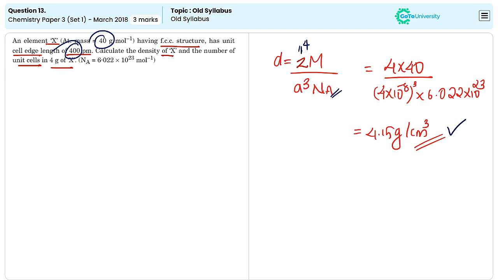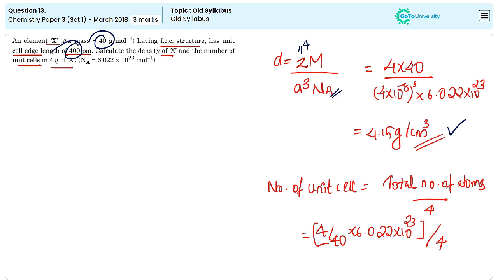Now we need to find out the number of unit cells, that is equal to the total number of atoms divided by 4, because one unit cell is containing 4 atoms. Now we can write the number of unit cells, that is equal to 4 by 40 into 6.022 into 10 raised to 23 whole divided by 4, and the final answer is 1.5 into 10 raised to 22. That is the number of unit cells in 4 grams of X.